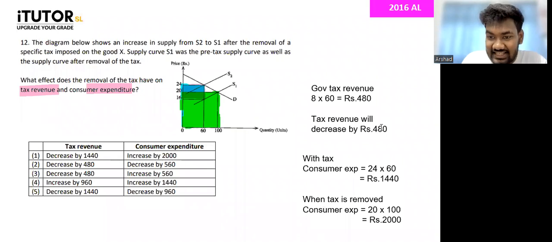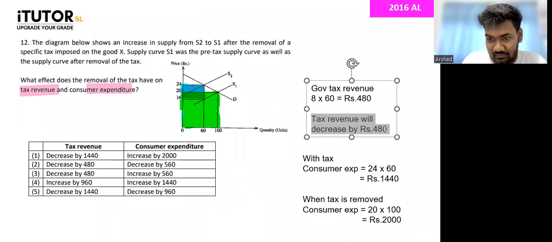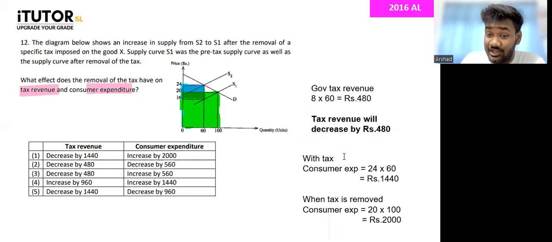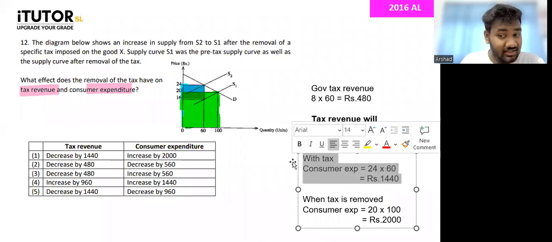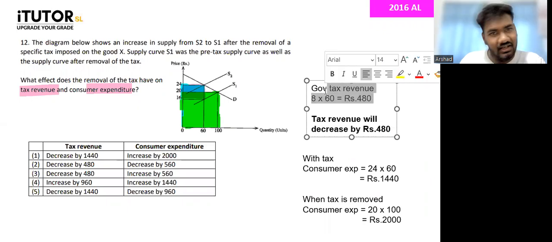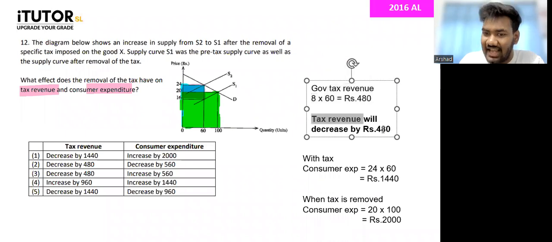Tax decreased by 480. Okay, that is one. Consumer expenditure earlier was 1,440. Now after they removed the tax, consumer expenditure has gone to 2,000. So consumer expenditure increased by, right? Not decreased, no guys. Earlier tax revenue was 480. Now when you remove the tax, revenue is 0. So therefore we said tax revenue decreases by 480.